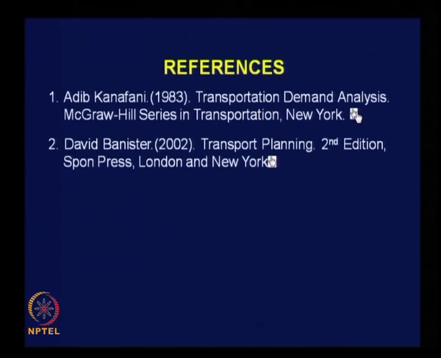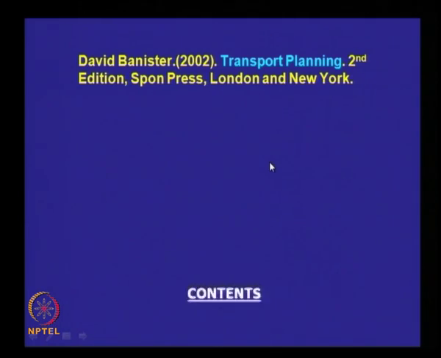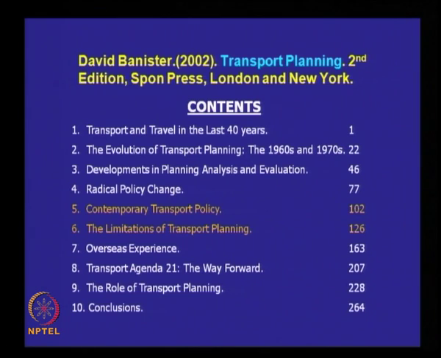Then David Bannister, 2002, Transport Planning, published from New York again, and the contents of this book is given here. Bannister deals with transportation aspects mostly related to UK, whereas other books deal with transport problems related to the US, and some books deal with Canadian situation also. And there are 10 topics, as you could see here. 2 chapters are relevant to this course, chapters 5 and 6, namely contemporary transport policy and the limitations of transport planning. You may find few aspects relevant to this course in other topics or chapters also. You can just scan through and check.